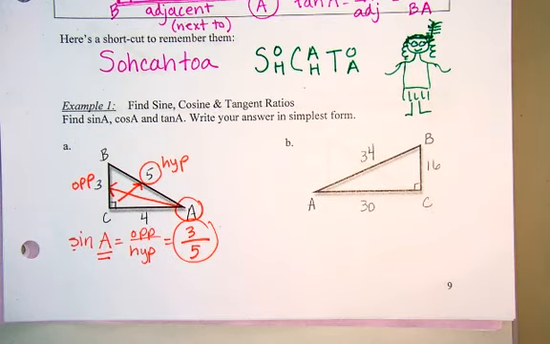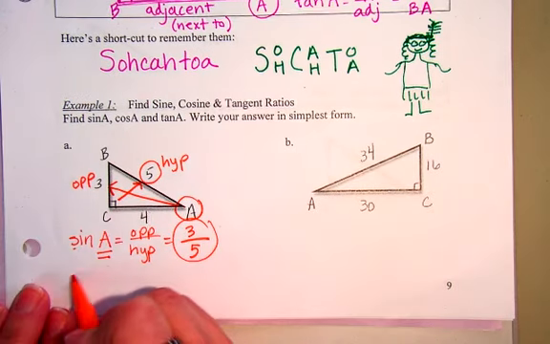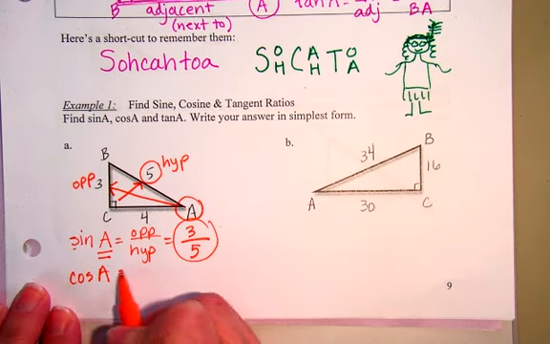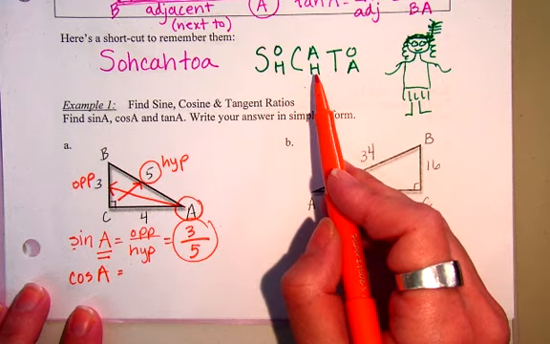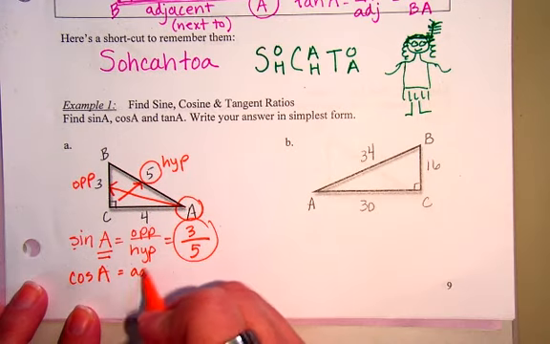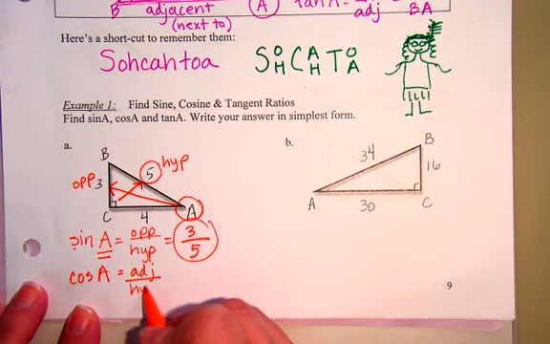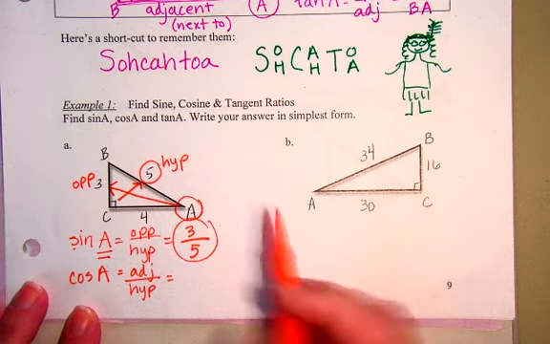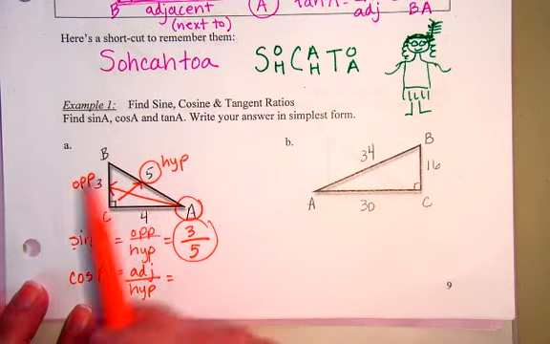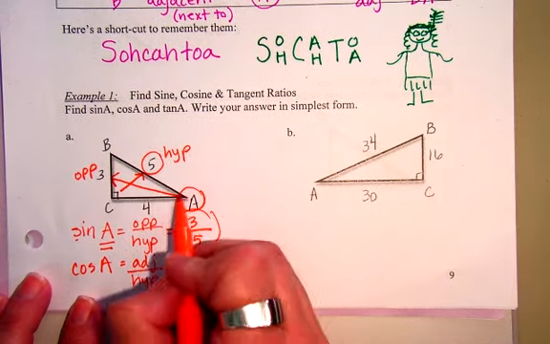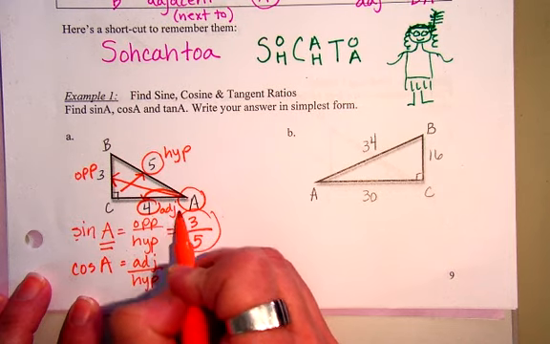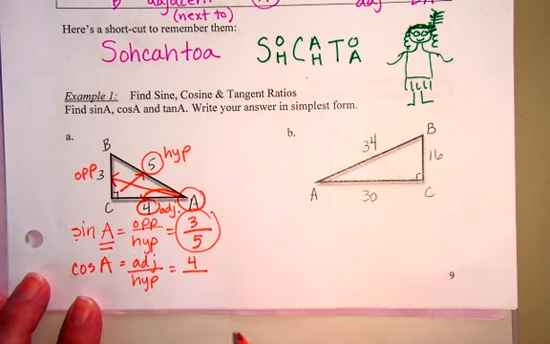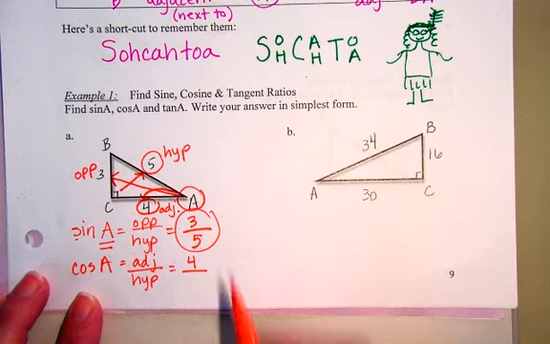Let's do the cosine of A. Cosine is A over H, adjacent over hypotenuse. Which side in this picture is adjacent? 4. It's the one that's next to it. This side right here is my adjacent side. So that's 4 over, which side's my hypotenuse? 5. So my answer is 4/5.